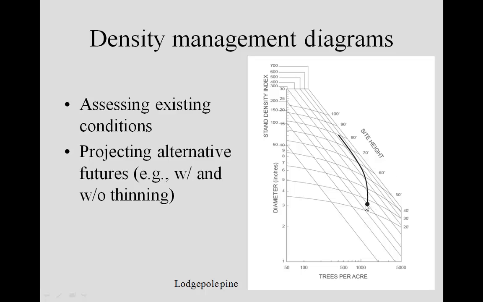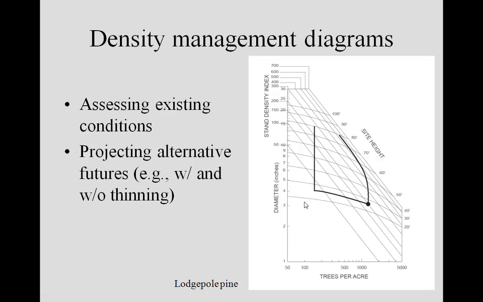Alternatively, we could graphically simulate thinning. We could pre-commercially thin this stand and project it out into the future up to a top height of, again, 80 feet. So we could compare and contrast these two alternatives just very quickly, very simplistically.